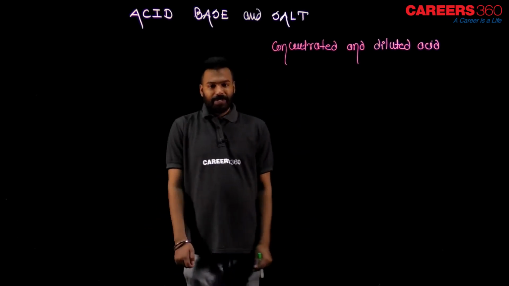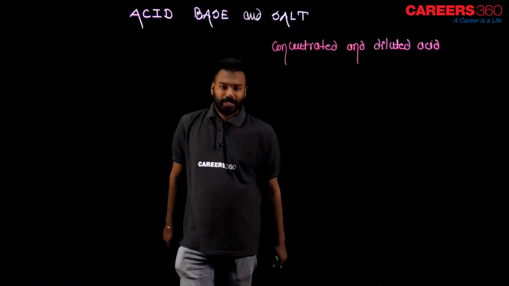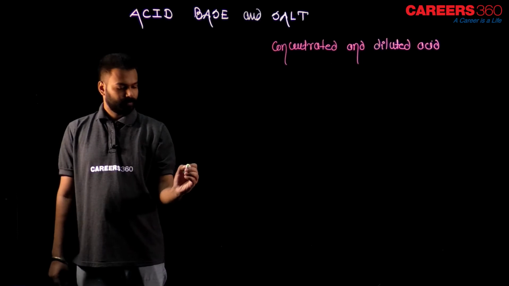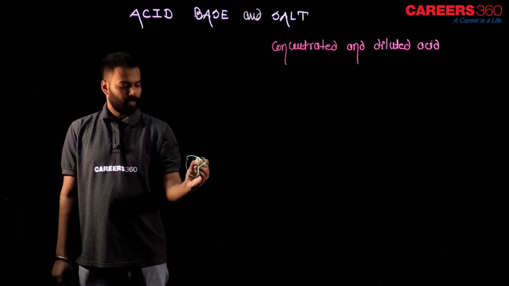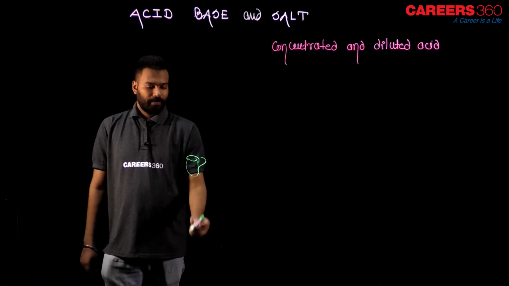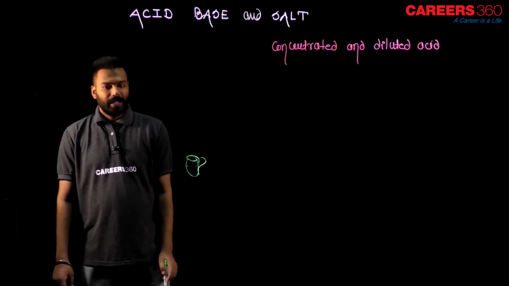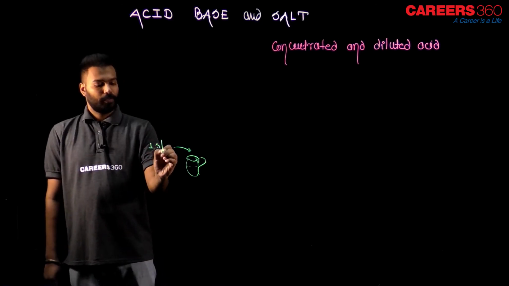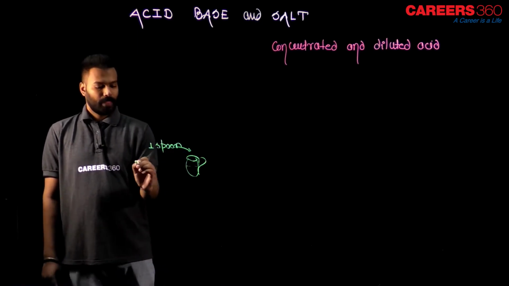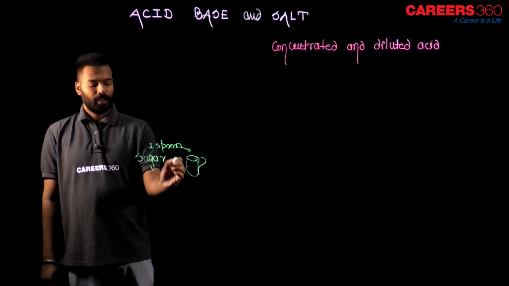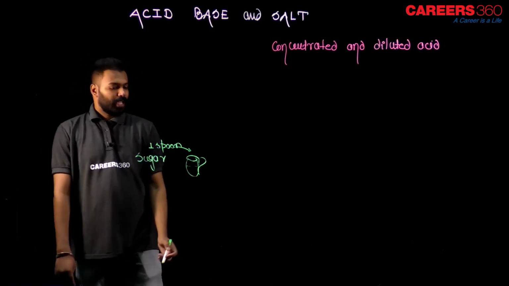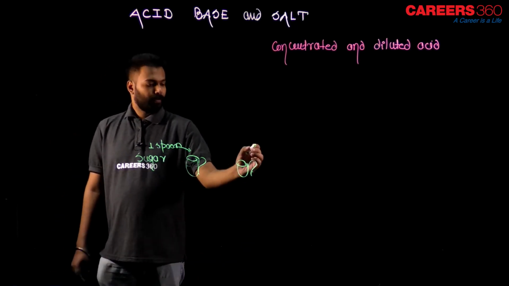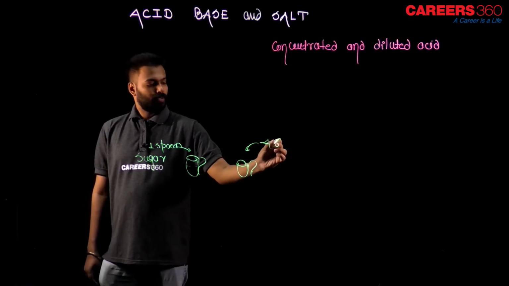So, what happens actually? Let's see some examples here. Suppose I have 1 cup of water. 1 cup water we have. I am adding 1 spoon sugar. Scenario 2. Again I am taking 1 cup and this time I have 4 spoon sugar.